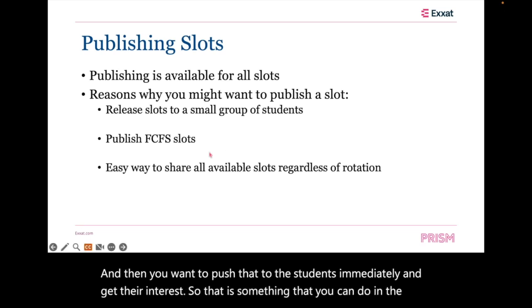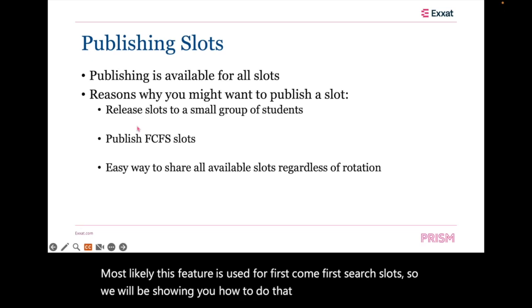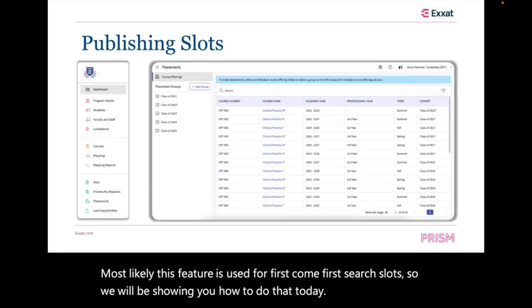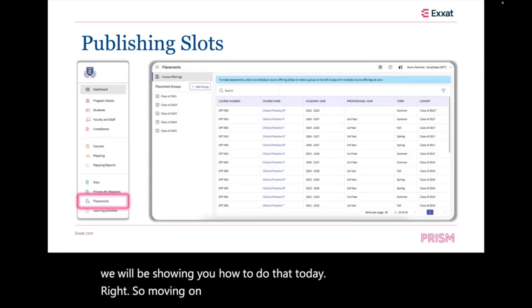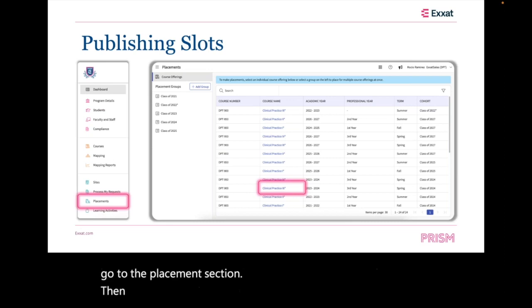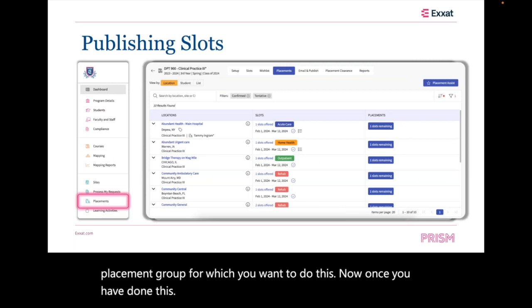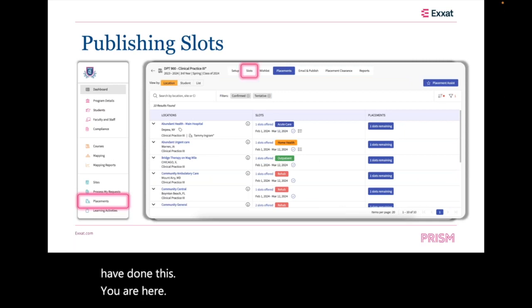Most likely this feature is used for first come first serve slots, so we will be showing you how to do that today. So moving on, the first thing you need to do is go to the placement section. Then click on the particular coursework or the particular placement group for which you want to do this. Now, once you have done this, you are here. Go to the slots page.